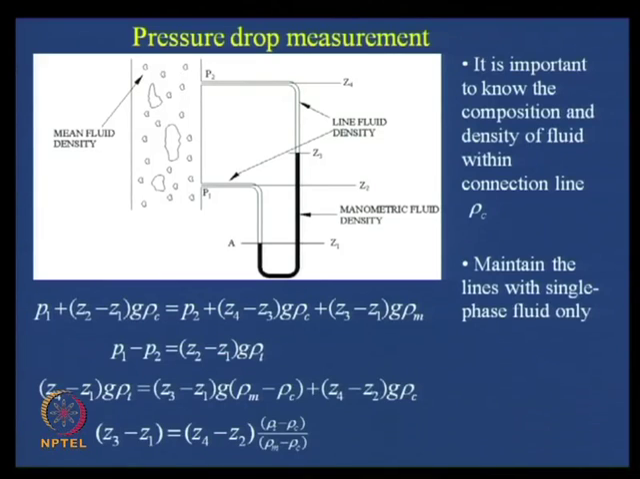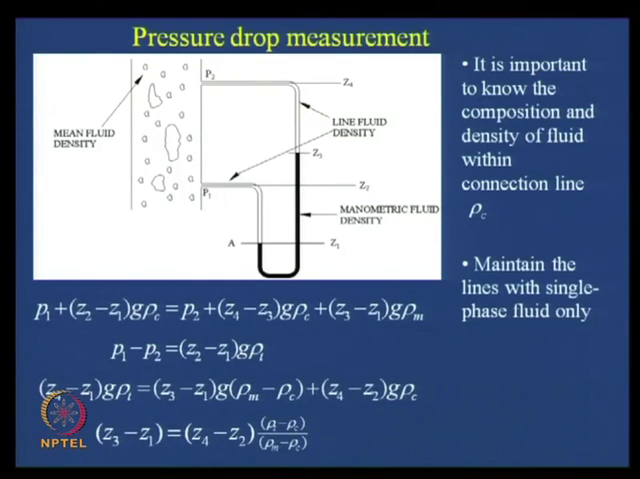Measuring pressure drop in fluid flow is one of the most common things that we do. And even for that you can very well understand where the problem arises. In order to make an accurate measurement of pressure drop, it needs an estimation of the density of the fluid which fills up the connecting lines between the manometer and the tube or the pipe through which two phase flow is occurring.